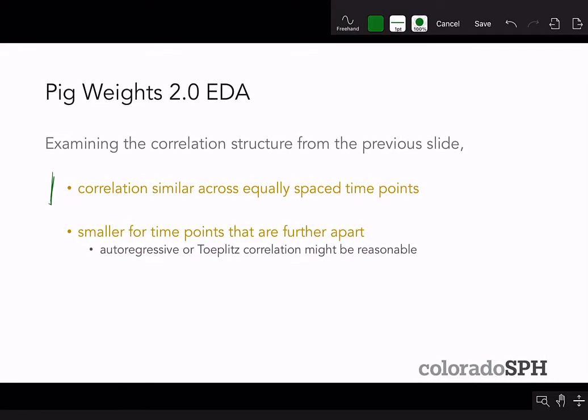So examining that correlation structure and talking about it a little bit more, we'd say that correlation is similar across equally spaced time points, and it's smaller for time points that are further apart.